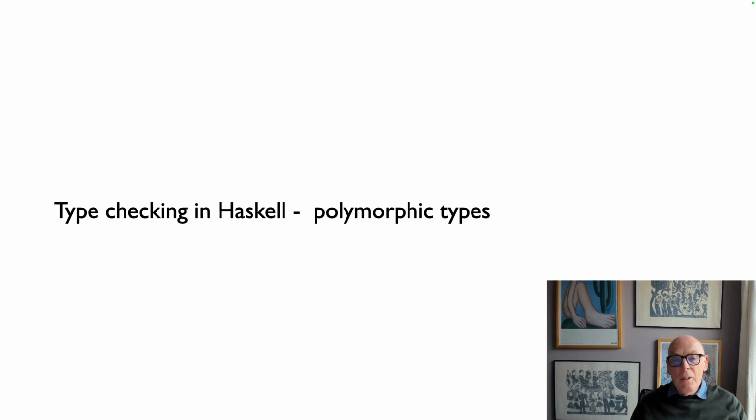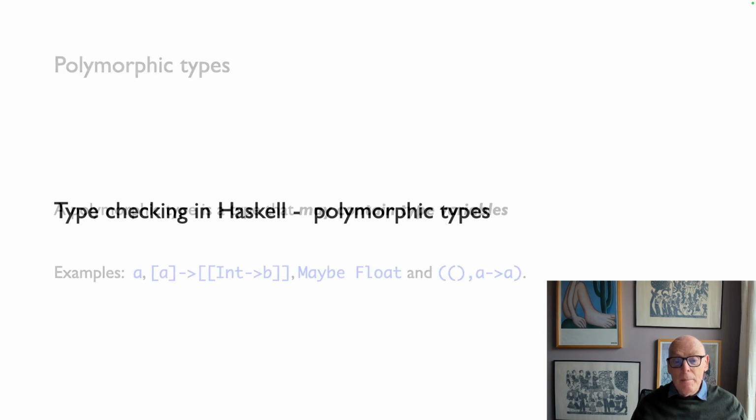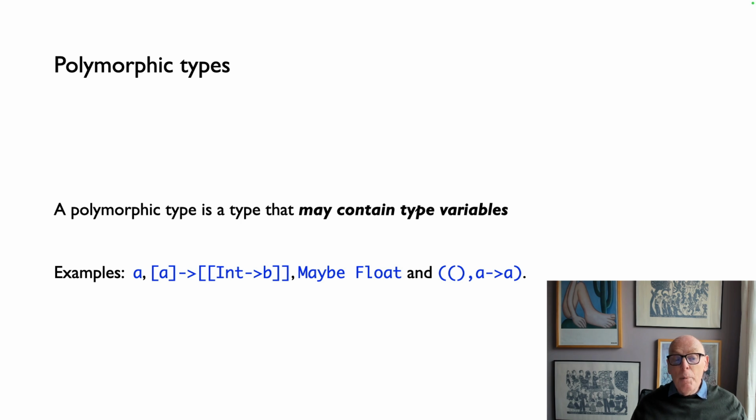Right, let's look at how type checking works with polymorphic types. First, let's remind ourselves what polymorphic types are and what they mean. A polymorphic type is one that may contain type variables, and we can see some examples here. A type can contain just one variable, it could contain the same variable more than once, or it could contain different variables. We see examples of all those in the examples listed here.